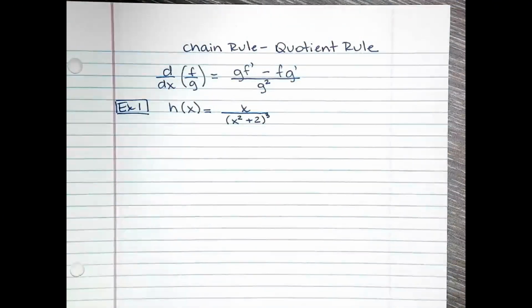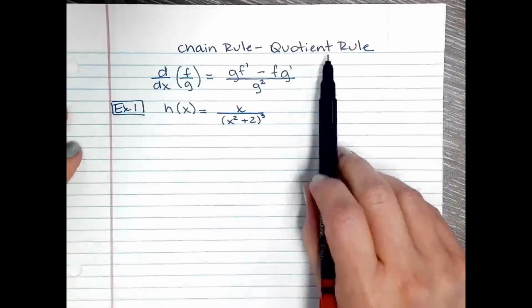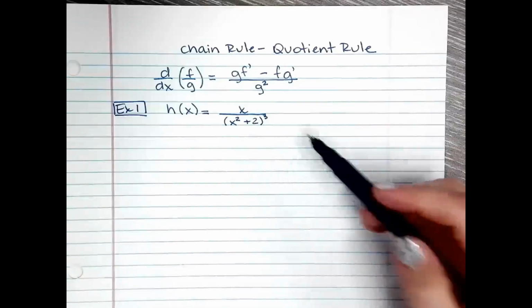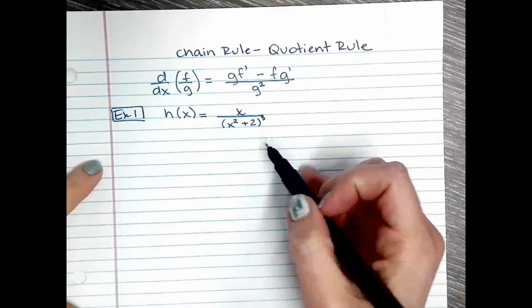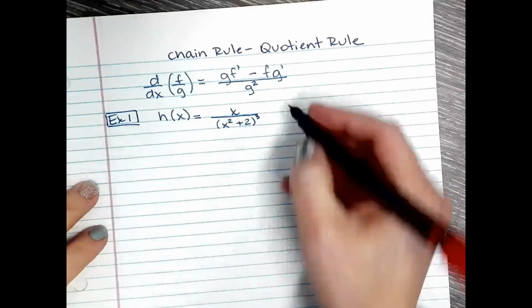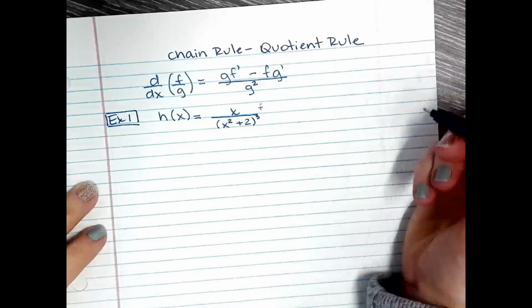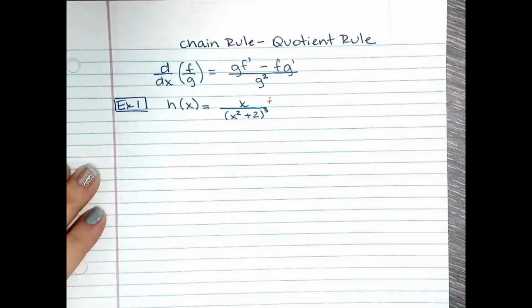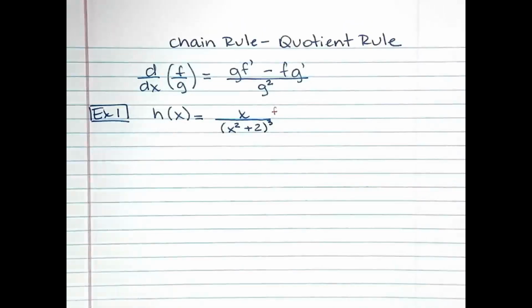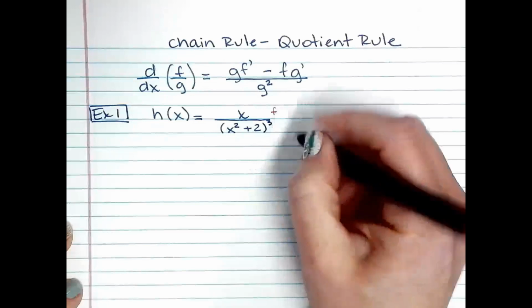Yeah, we're doing chain rule again, but this time we're doing chain rule and quotient rule together. I'm going to start out with this one example. I like to separate them first and then bring them back together. So I'm going to label the top the f function. Let me zoom in. And then the function in the bottom will be g.